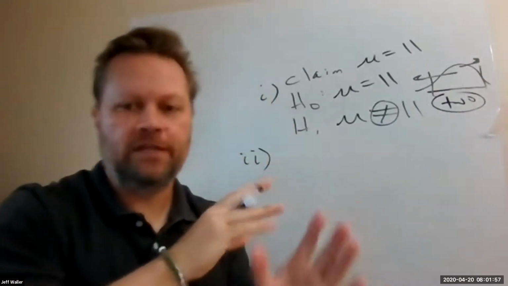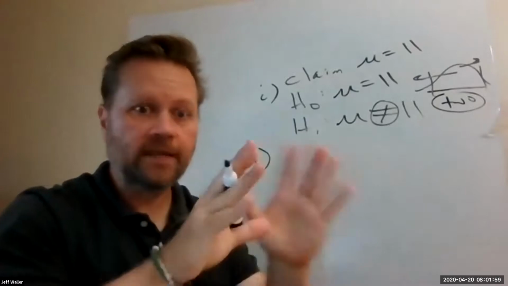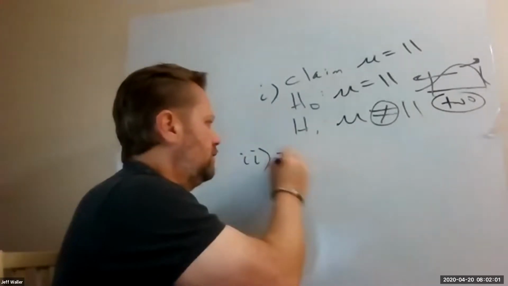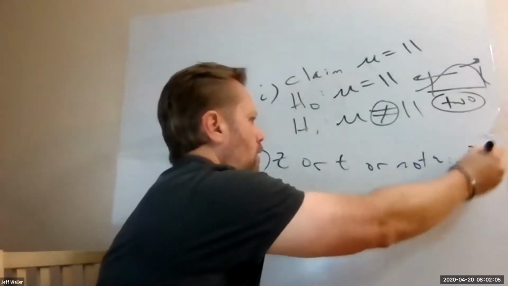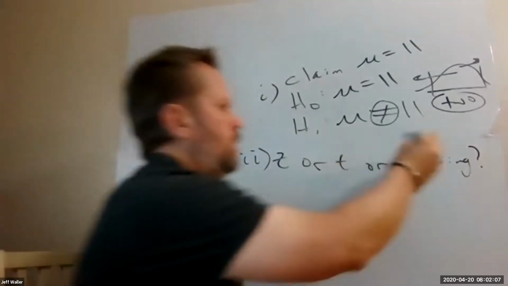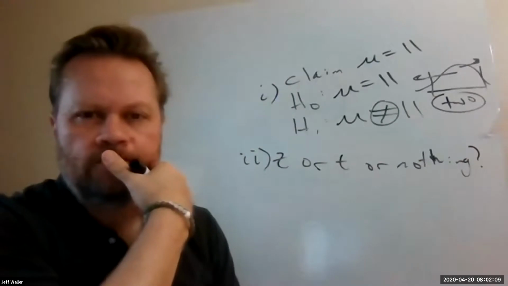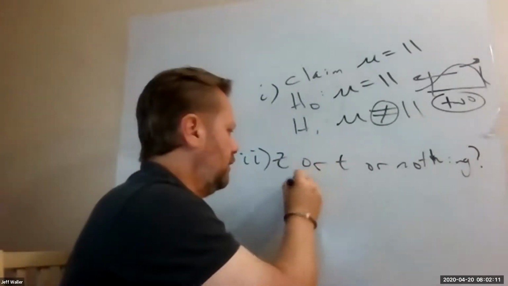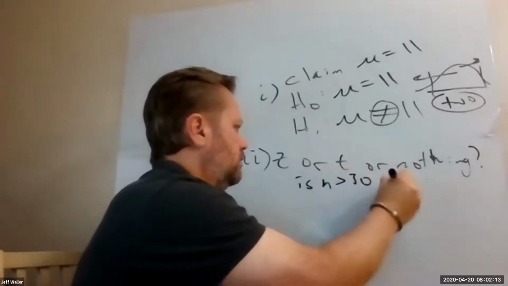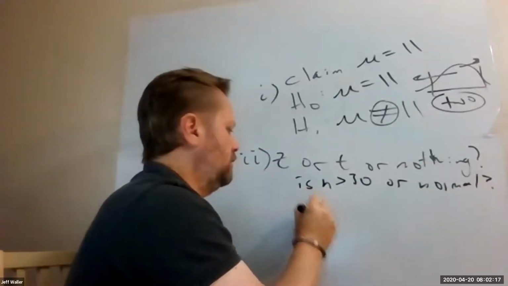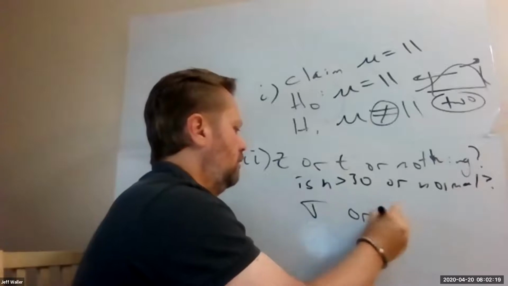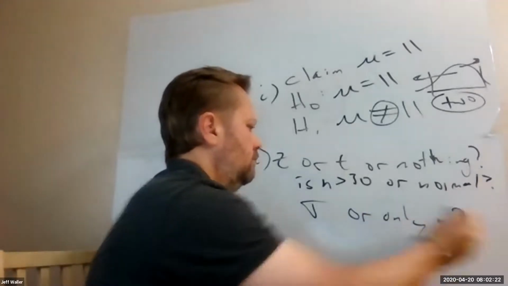So these are the first two steps we did last time. The second step would be, can I use Z or T or nothing? And of course, here I would check, is N greater than 30, or does it say it's normal? And then do I know sigma or only S?